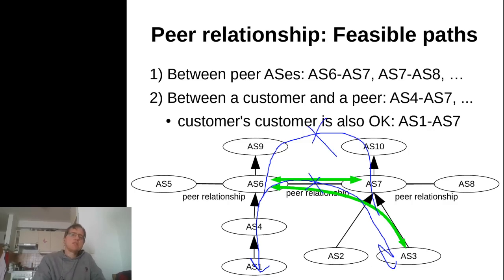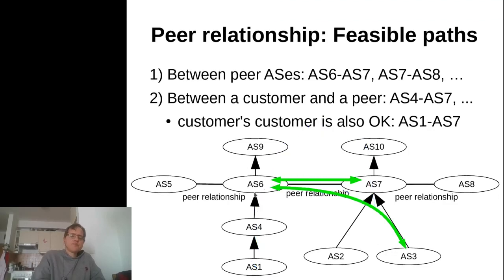So if we just try to remember this simple definition of what the peer relationship is, and recall this definition is to save on the transit fees that would otherwise be incurred by the transit providers, then this will be a very simple guideline for us to decide which are the feasible paths on peer links.